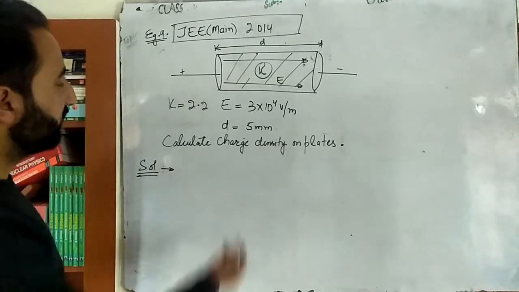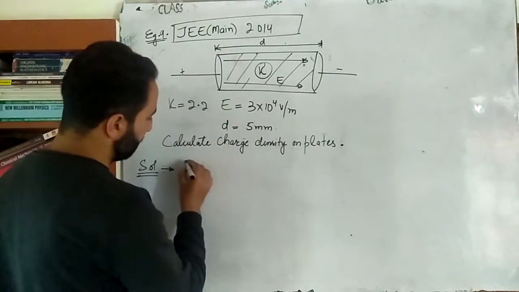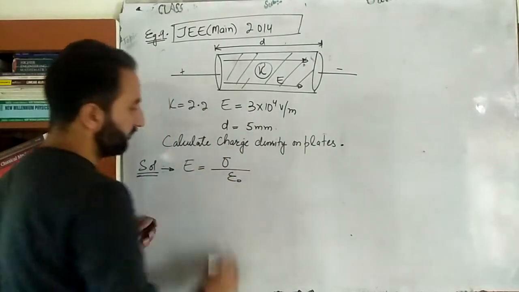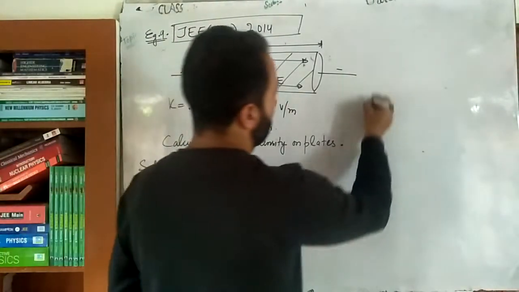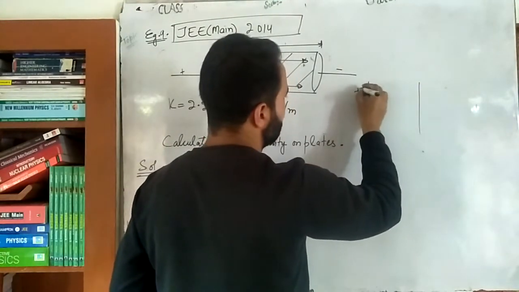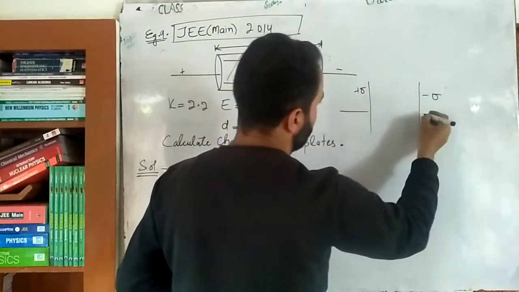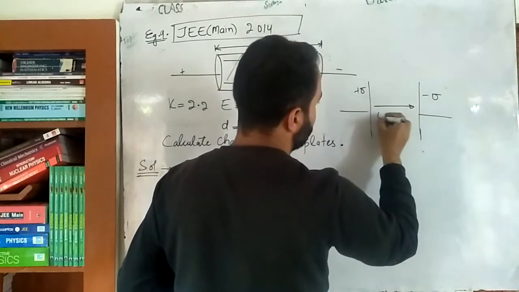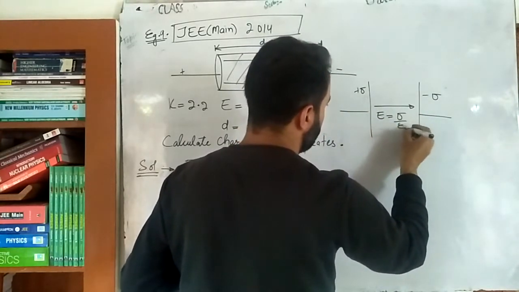Okay, so we'll simply use the equation for the electric field. And what's the electric field equal to between the parallel plates? It will be equal to sigma divided by epsilon naught. Right? For example, these are two parallel plates. So here is one plate with plus sigma, and the other is minus sigma. Now there's an electric field in between. The electric field is directed from positive to negative, and that electric field will be equal to sigma by epsilon naught. Right?